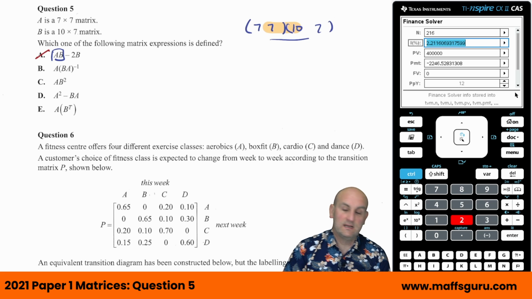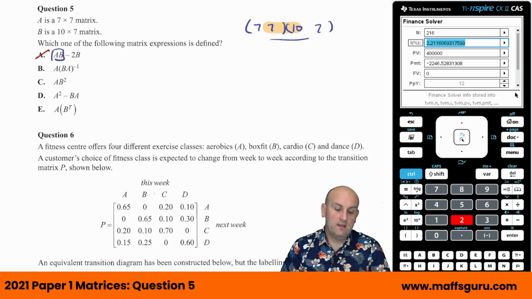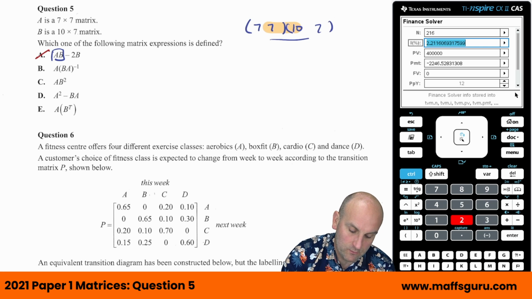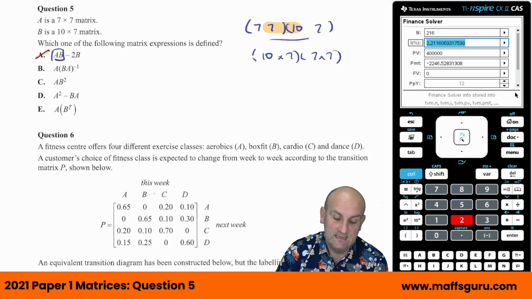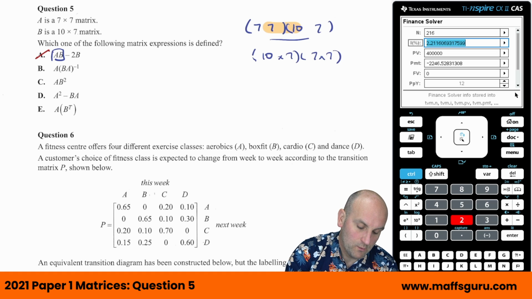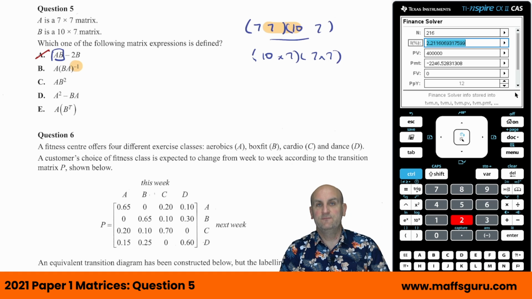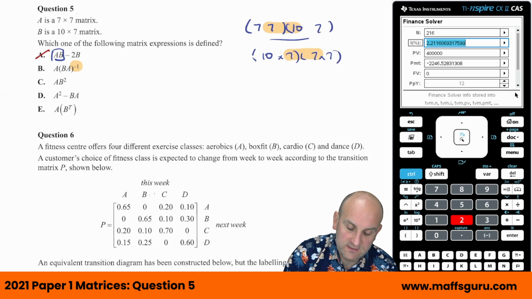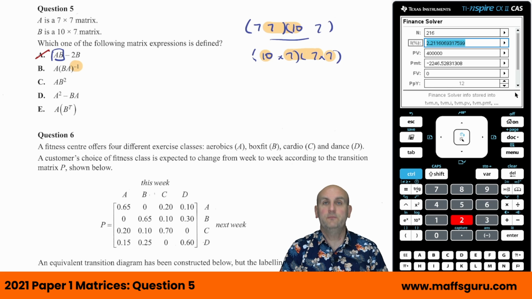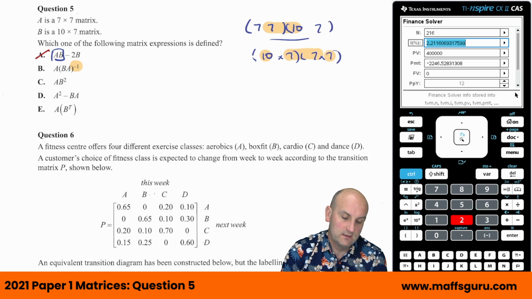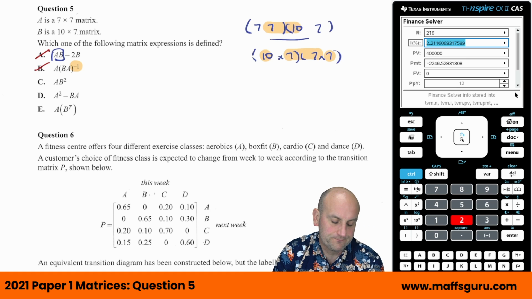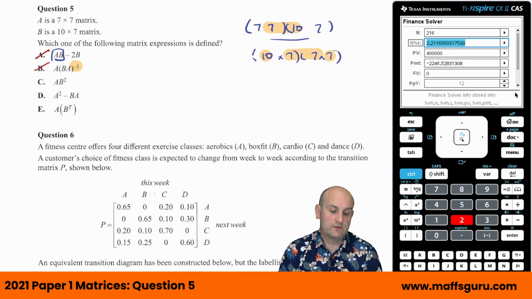So A is automatically off. So what about B times A? Can we do B times A? Well, B times A will be 10 by 7 and 7 by 7. We can indeed. Marvelous. So BA is defined, but remember, if we are going to then raise it to the power of -1, that's finding the inverse. And you can only find inverses of square matrices. Well, although those are the same, these two here are different, so that's not going to give me a square matrix. So again, B cannot be done. What about A times B squared? Well, again, you can only square a matrix, i.e. times it by itself.